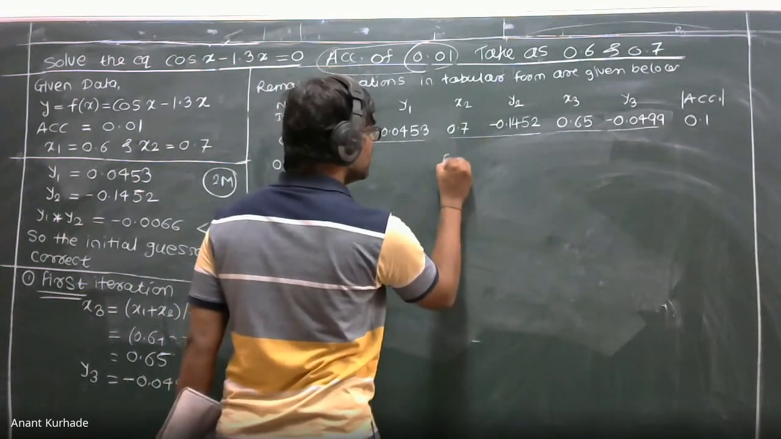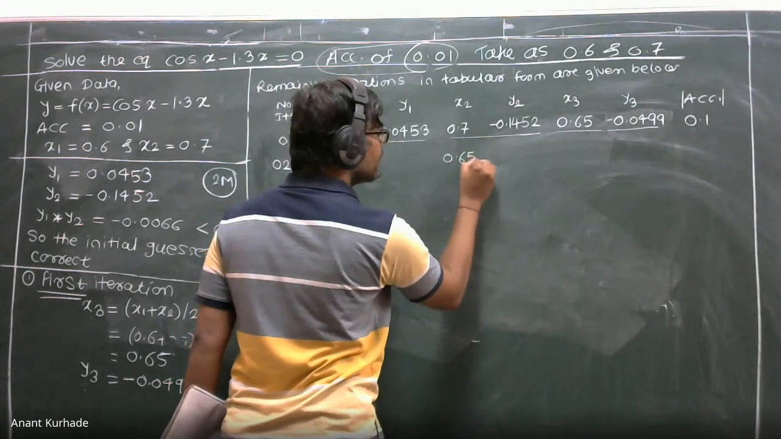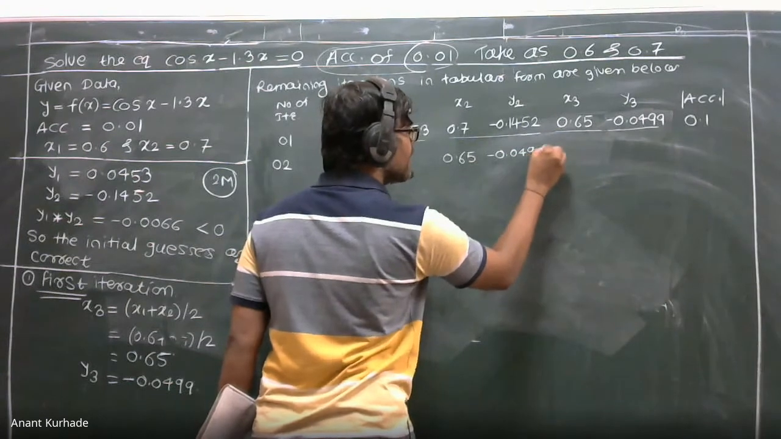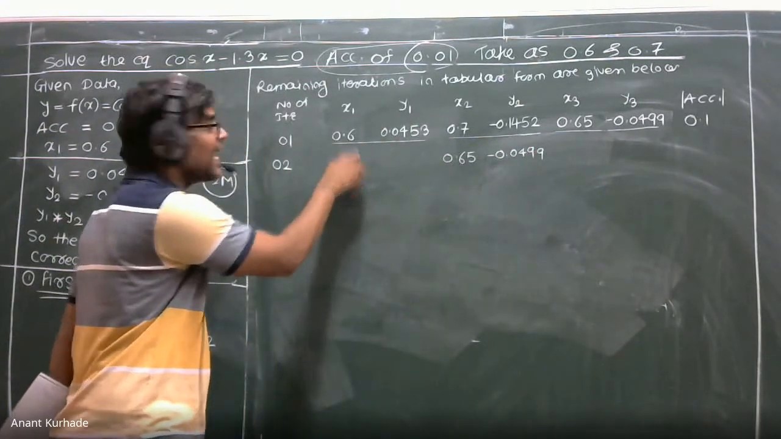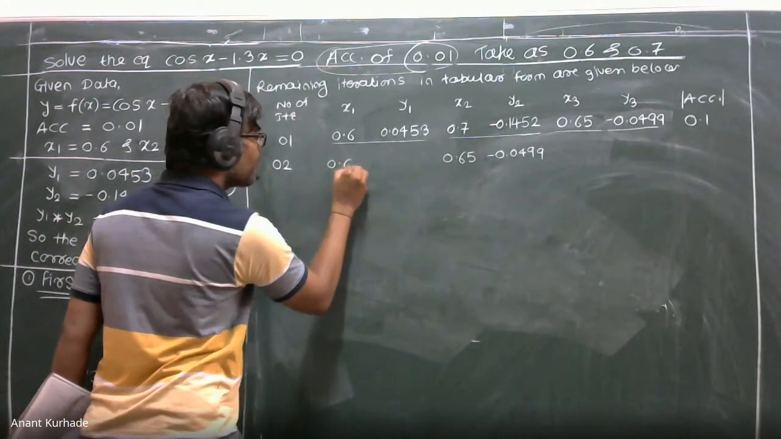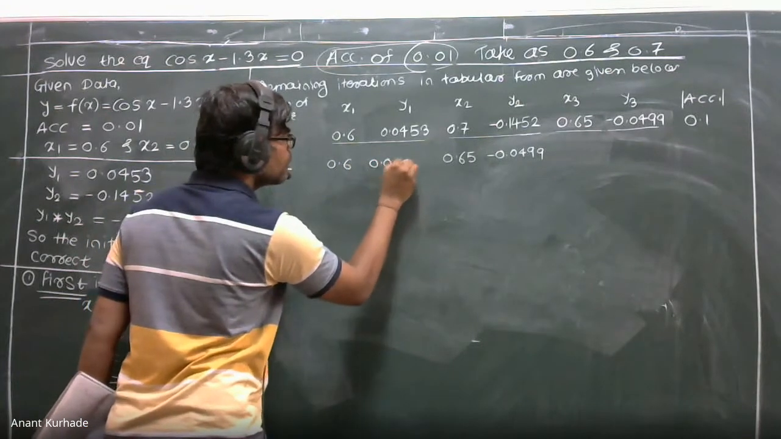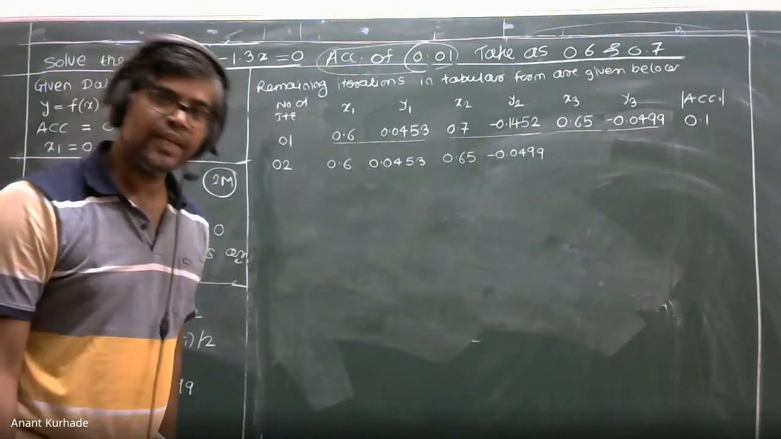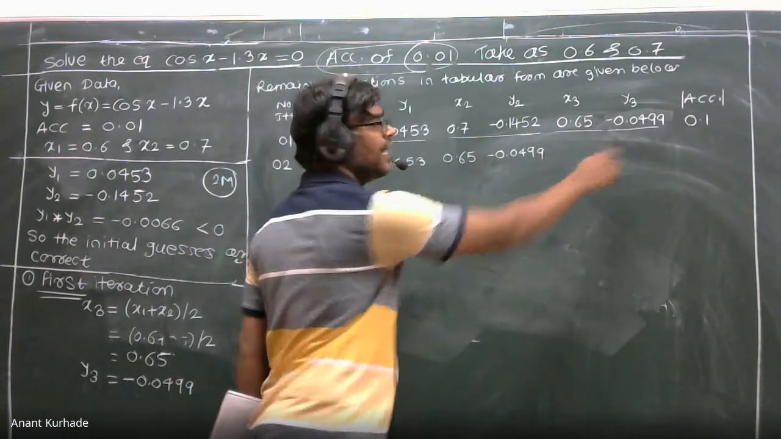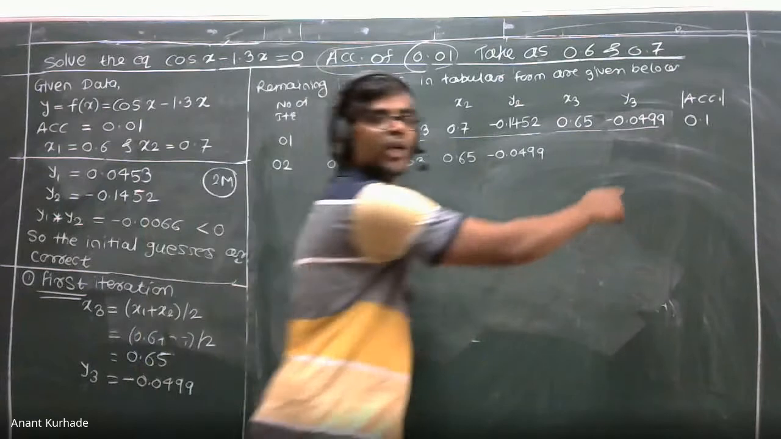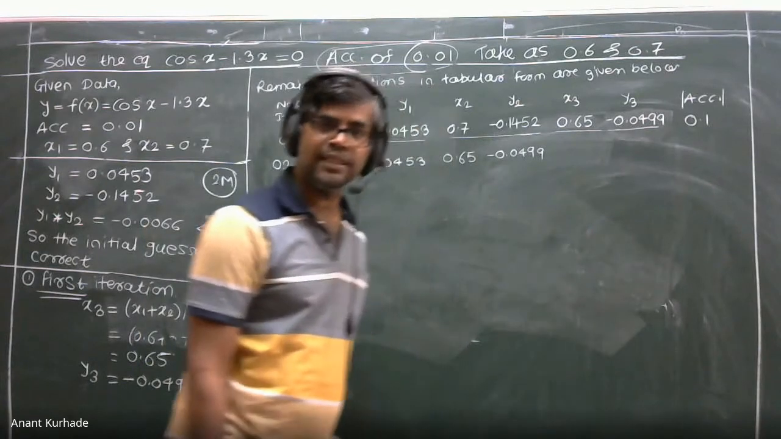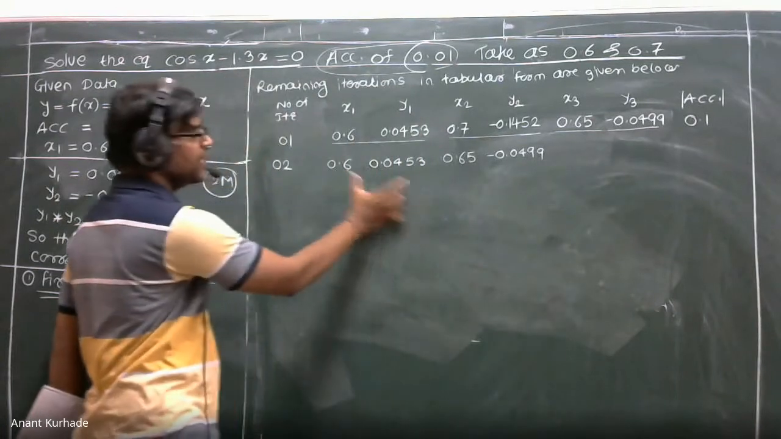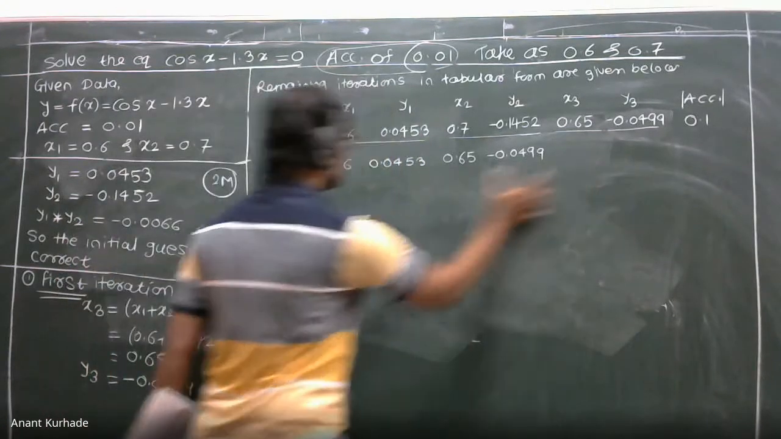So you can write 0.65 here, minus 0.0499, and this x1 is as it is 0.6, 0.0453. Now you can easily find x3 and y3. Again check sign of y3. If y3 is minus, or if y3 is plus, again replace that plus to plus. Which one is plus? This one is plus. So there you can write here.